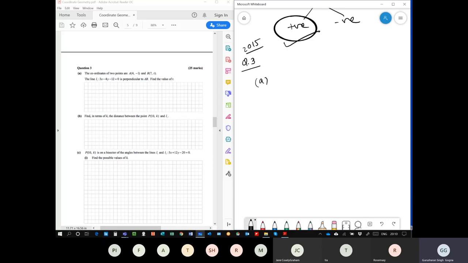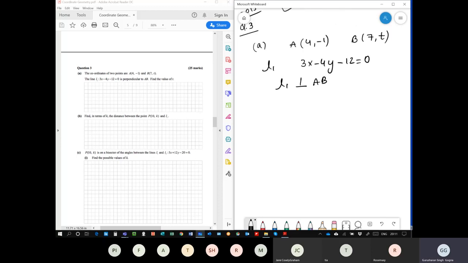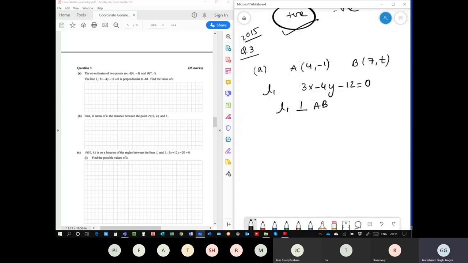So the coordinates of 2 points, they give you already: A(4, -1) and B(7, t). And there's a line L1, and they give you the equation of this line already, 3x minus 4y minus 12 equal to 0. And this line L1 is perpendicular to AB. So as I said, always write down what is given in the question. Now what do they want? They want the value of t.